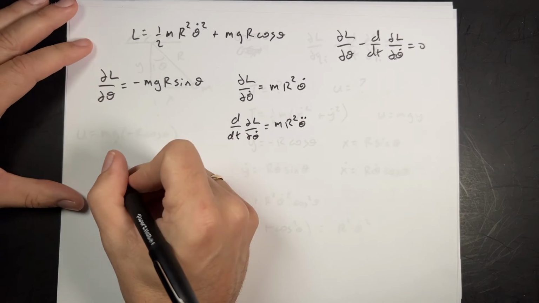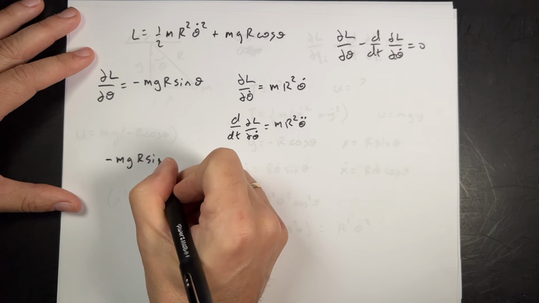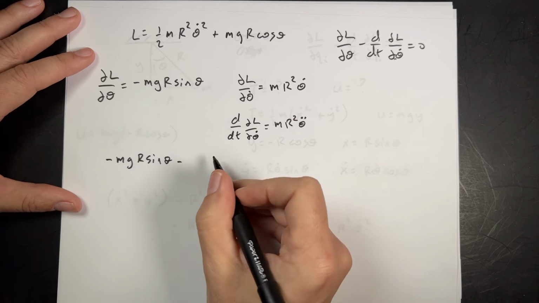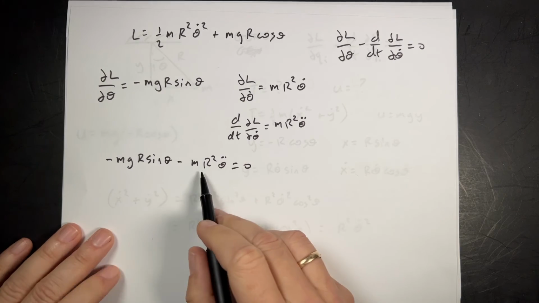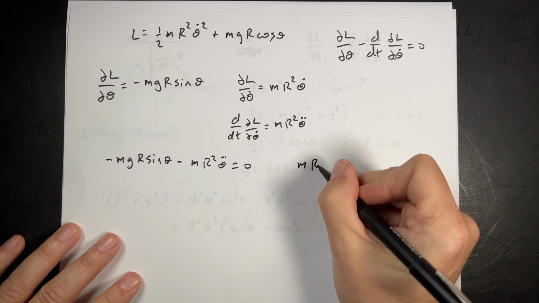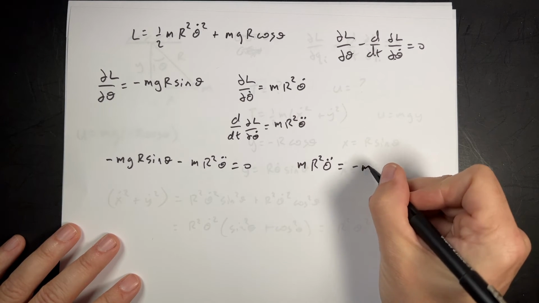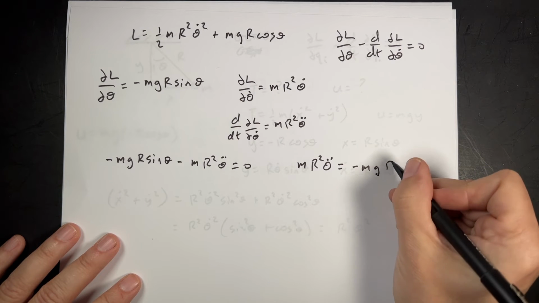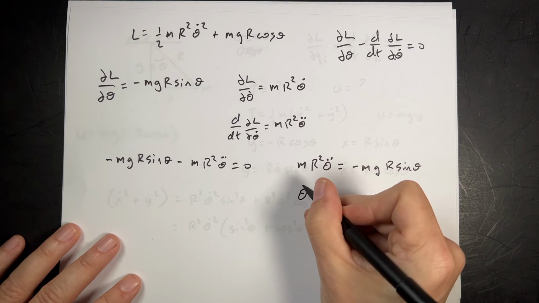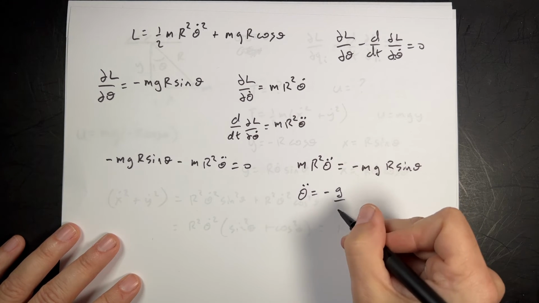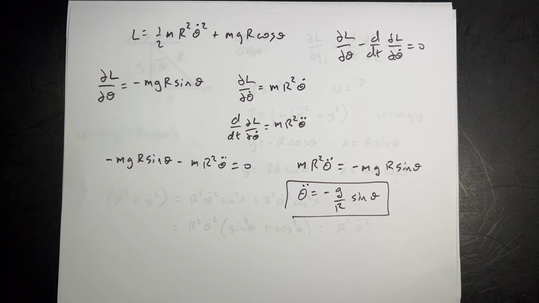Now if I put this together, I get negative mg r sine theta minus m r squared theta double dot equals 0. Now I can add that to the other side. I get m r squared theta double dot equals negative mg r sine theta. I'm going to divide by m r squared, and I get theta double dot equals negative g over r sine theta. And that's the exact same differential equation I got before.